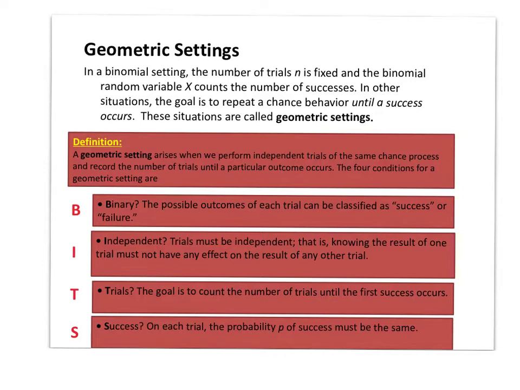And that's the difference between a geometric one and a binomial. Binomial, we know exactly how many times this can happen. Geometric, we don't. An infinite number of trials is actually a possibility.